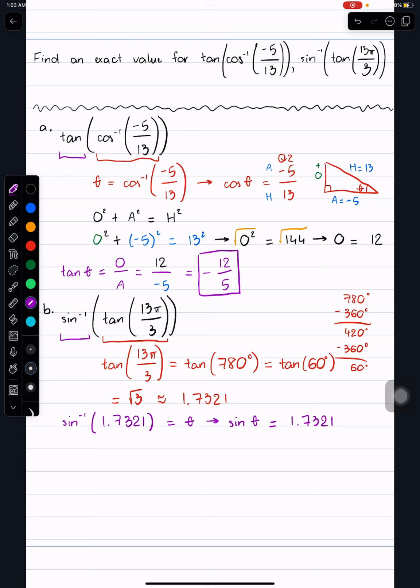So the answer in here would be D and E. And the explanation is because 1.732 is bigger than the range of sine or cosine, which is 1. Okay, so this is the final answer.